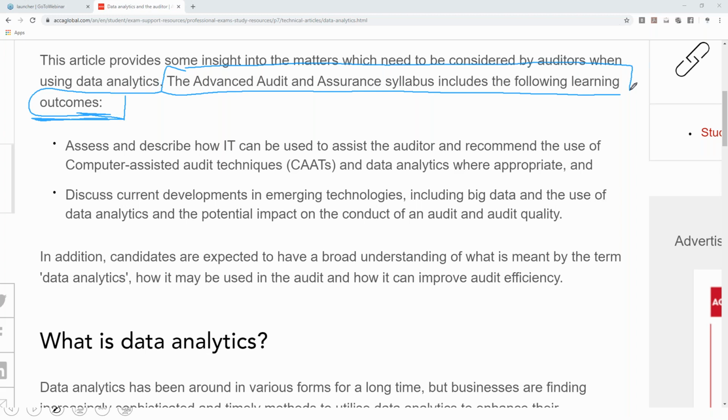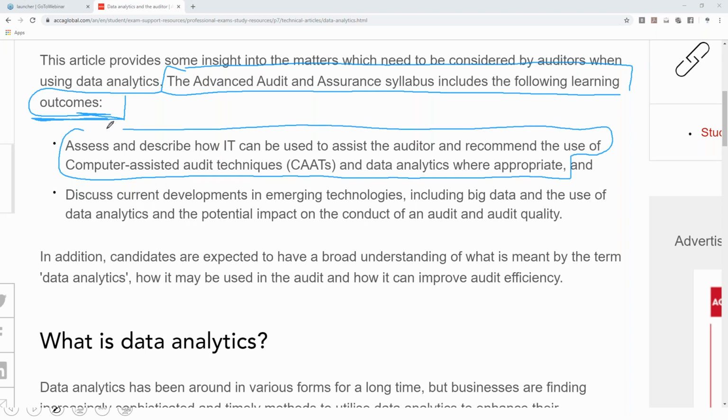So what is the learning outcome? Number one, assess and describe how IT can be used to assist the auditor and recommend the use of computer assisted audit techniques and data analytics where appropriate. So how IT can help the auditor in the conduct of the audit, how the auditor can use data analytics during the course of the audit, and how the computer assisted audit techniques can help the auditor. You must have studied these computer assisted audit techniques in the audit and assurance paper, but assess and describe how IT can be used to assist the auditor and recommend the use of CAT and data analytics.